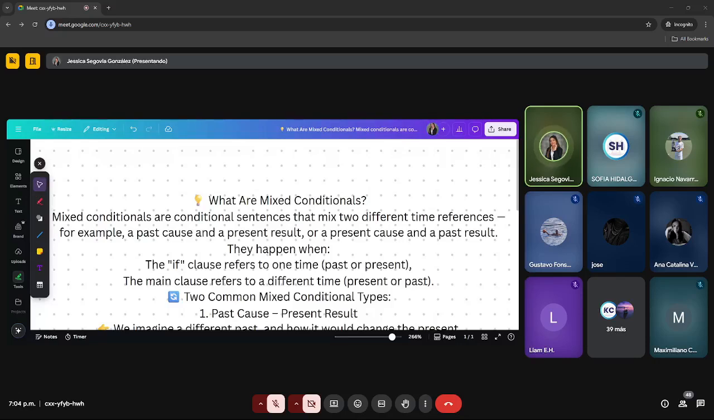I'm going to focus the most part of the tutoring lesson on mixed conditionals. But if you have any questions about how to replace if correctly, we can see that at the end of the class, or in general, any other questions about any other part of the exam.